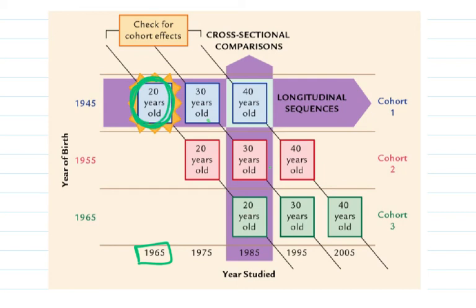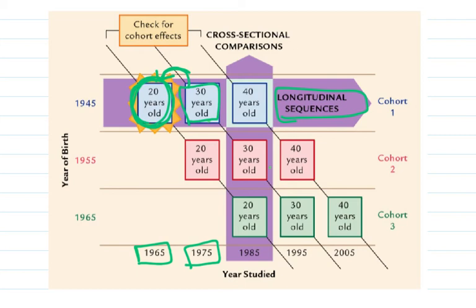And you wanted to compare them when they were 30-year-olds, and when they were 40-year-olds, right? So you waited 10 years and you compared them to what they were like at 20 years old, right? And so this is a longitudinal sequence because you are comparing the same group of individuals at different points in their life. Do you see that?